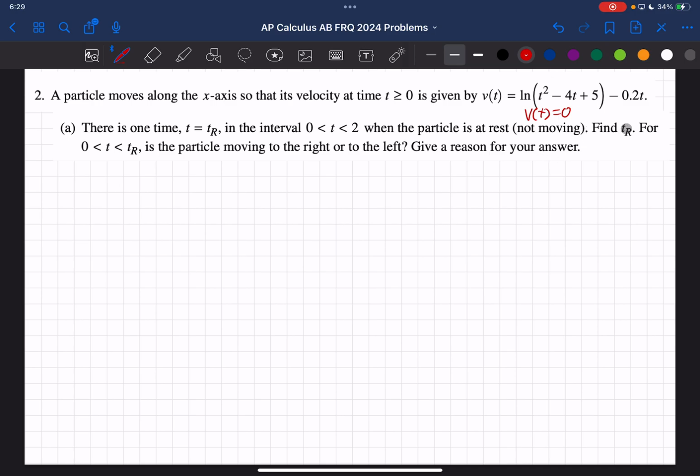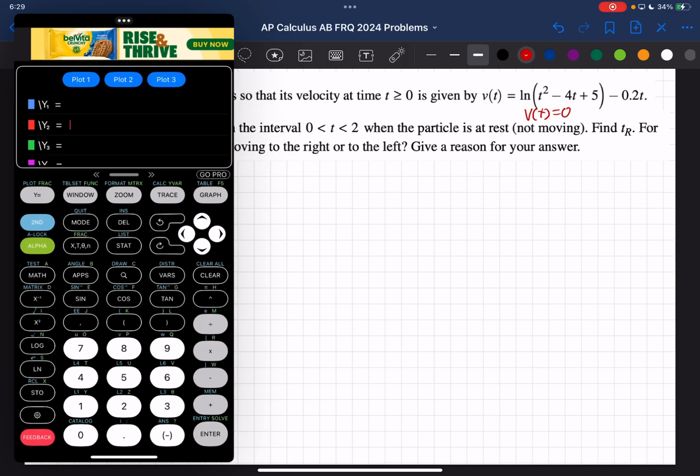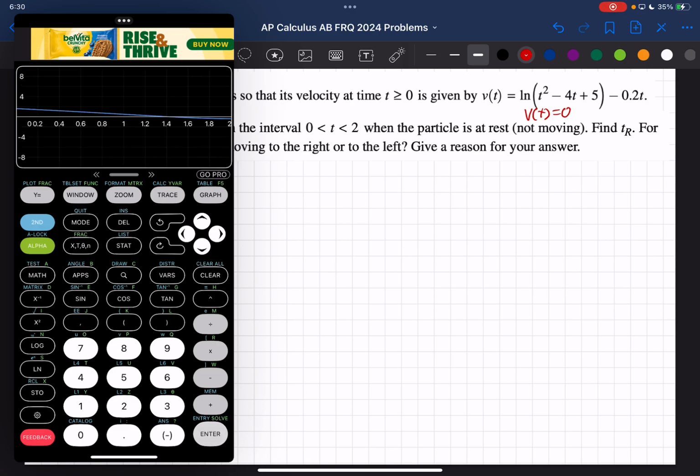So first thing is find t sub r. Now they asked a second question, but first we want to find t sub r. And so what that means is that we have to set this in a graph and find when it equals 0. So I'm going to type in my formula, and in place of t, I'm going to put x squared, because that's how my calculator works. And they give us an interval. The interval is from x equals 0 to x equals 2. So I'm only going to set my x values there, and then I'm going to go to zoom, and I'm going to go down to zoom fit, and there is my picture.